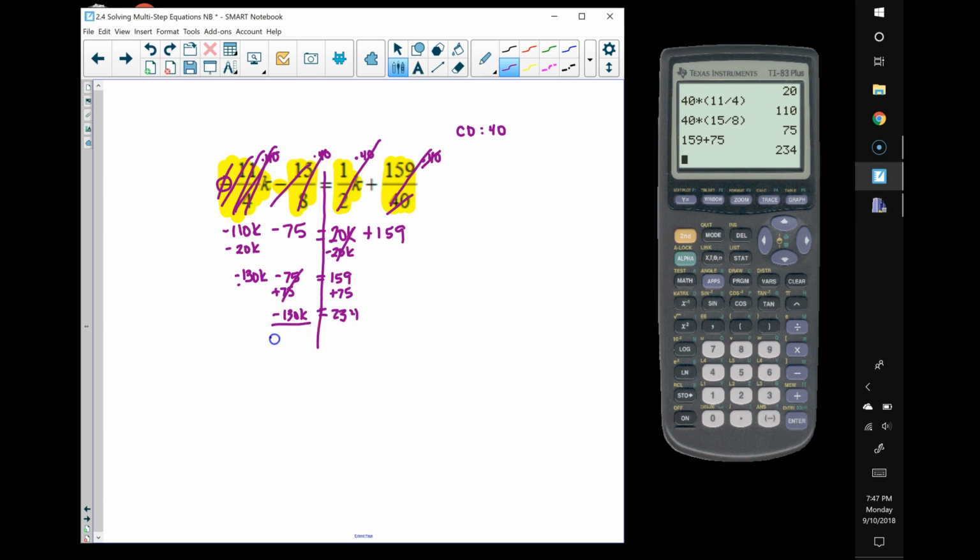And now when you divide by negative 130, you're going to probably get a fraction. 234 divided by 130 is going to give me 1.8, but I don't want decimals here. So I'm going to hit math, enter, enter, and I get 9/5. Now it'll be a negative because of this guy right here. So negative 9/5.